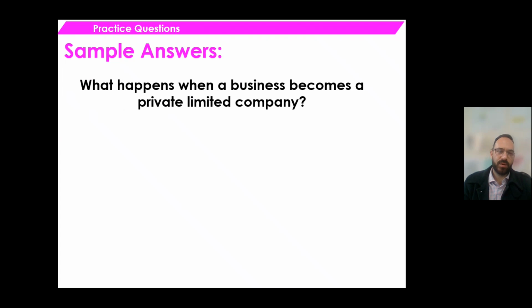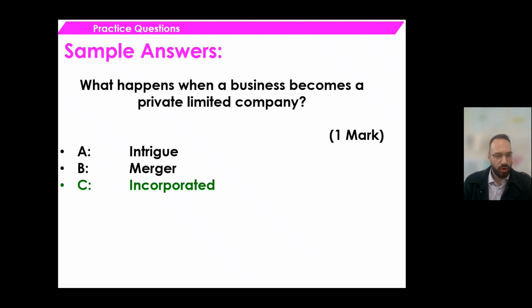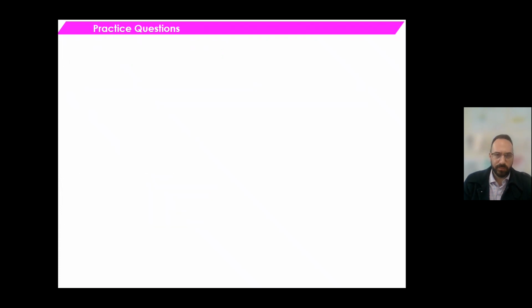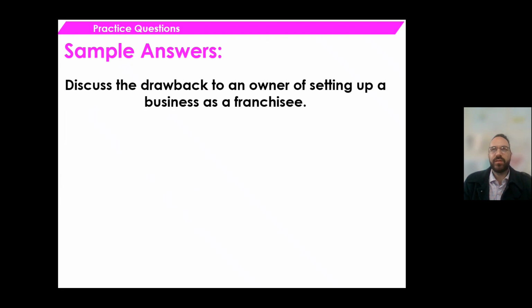So what happens when a business becomes a private limited company? The answer is incorporated. So when they are incorporated, they are a corporation, and that is when they move to limited liability and there are shareholders. The shareholders are the owners. There's not individual owners anymore. You can still have a single shareholder who owns the whole business, but they are a shareholder, not just a business owner.